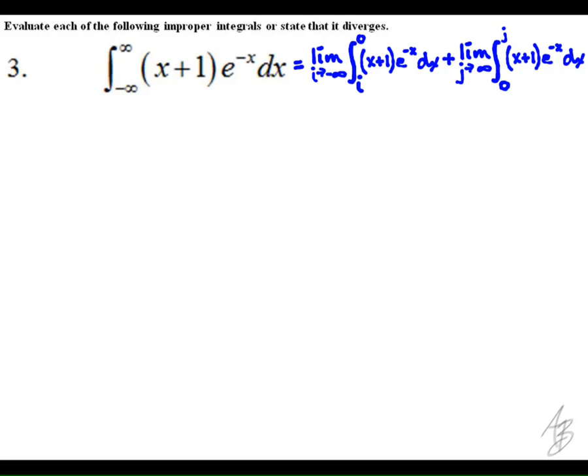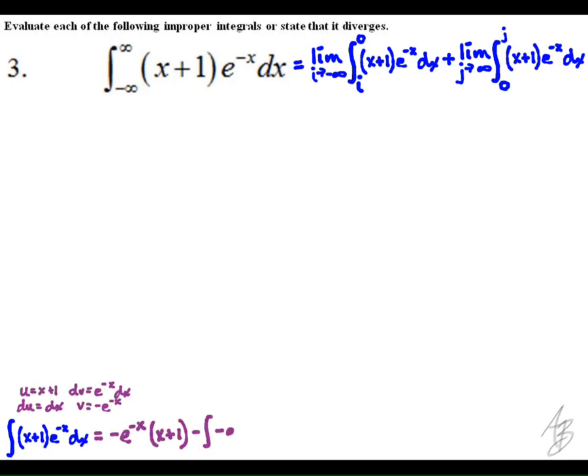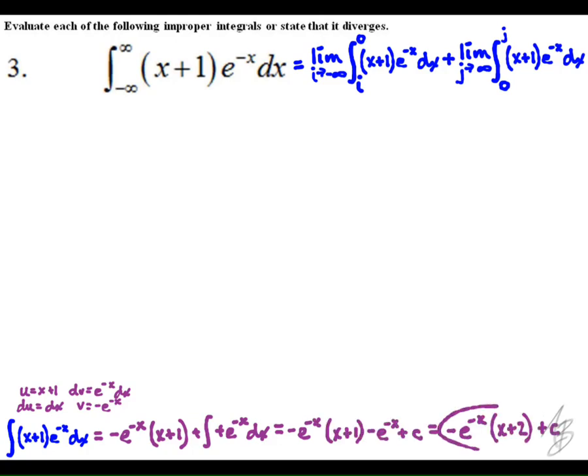Since the integrand is the same in both of our definite integrals, I'm going to evaluate the indefinite integral first, or just an antiderivative, and integrating by parts, we end up getting negative e to the negative x times (x plus 2). Depending on how you simplify, you might get different expressions that are equivalent to this. I factored out the negative e to the negative x from the two terms here. You certainly wouldn't have to do that to get the correct answer.